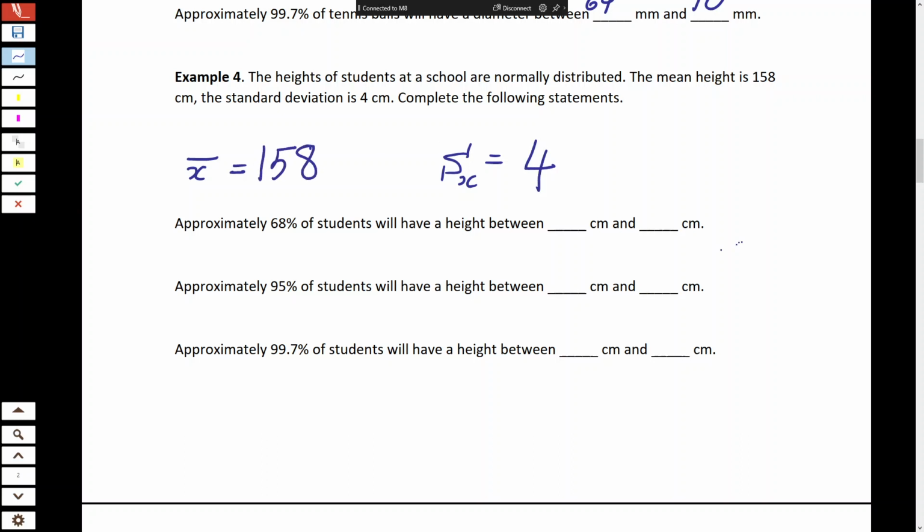Now, your textbook will do this. They'll say, go 1 standard deviation above the mean and 1 standard deviation below the mean. But I suspect that these symbols might confuse some of you, so I've decided not to teach it that way. So what you want to do is start at 158 and add 4. And here you want to subtract 4. All right, so it's 154 to 162.